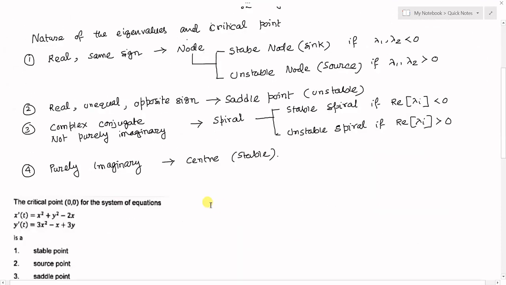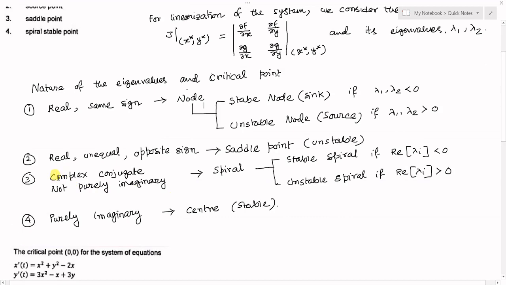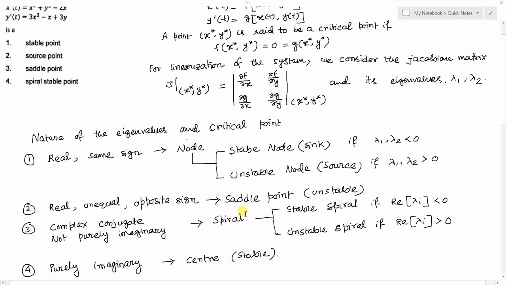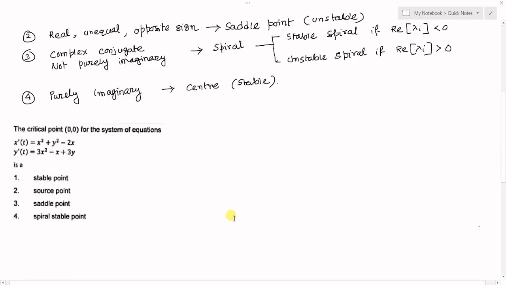And if the eigenvalues are complex conjugate but not purely imaginary, then the trajectory of the critical point will be a spiral. It will be a stable spiral if the real part of the eigenvalue is negative, and an unstable spiral if the real part of λ is positive. And in case 4, if the eigenvalues are purely imaginary, then the critical point will be a center, which is a stable one. With this bit of theory, now let us solve this problem.